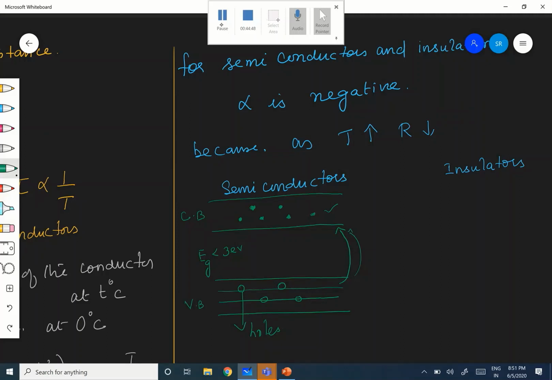Once they are in the conduction band, they are ready for conduction. The valence band also has electrons, but the lowermost electrons cannot overcome the energy gap, so they stay in the valence band and are not available for conduction. Only the electrons in the conduction band are meant for conduction. All these electrons in the conduction band will have energy levels anyhow.